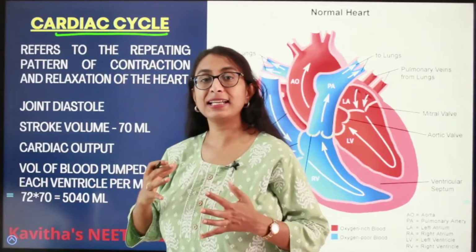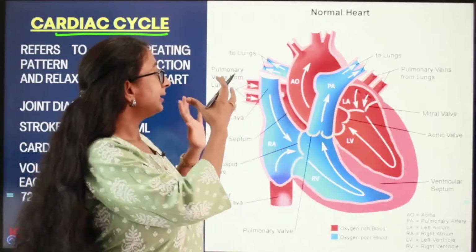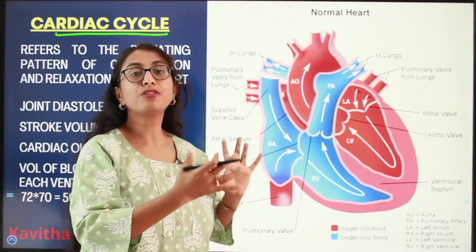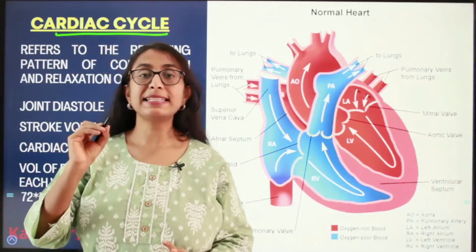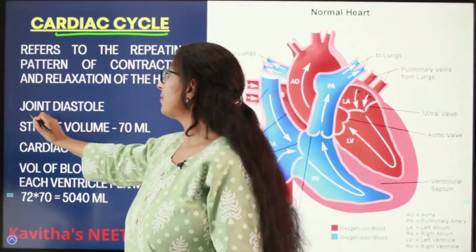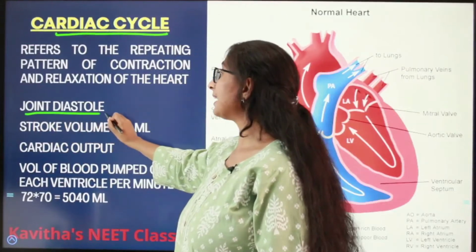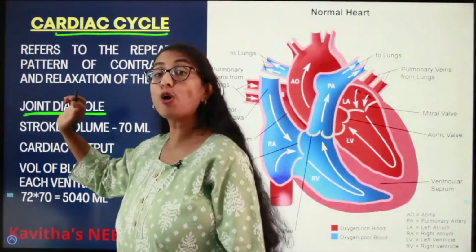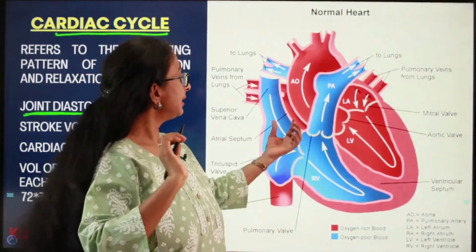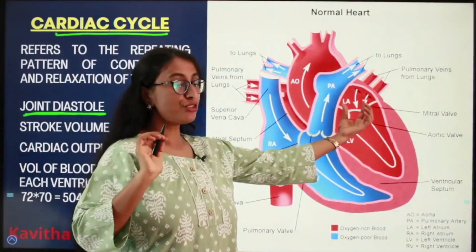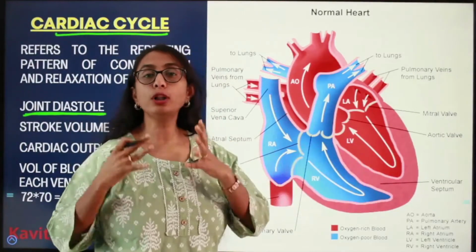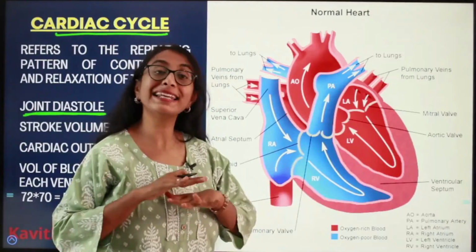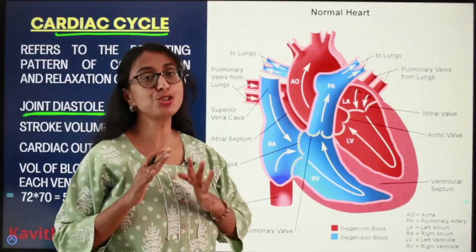Now let's take that all the four chambers of the heart are in a state of relaxation. This state, where all the four chambers of the heart are in a relaxed state, is called the joint diastole. That is the right atrium, the left atrium, the right ventricle and the left ventricle. It is called the joint diastole.